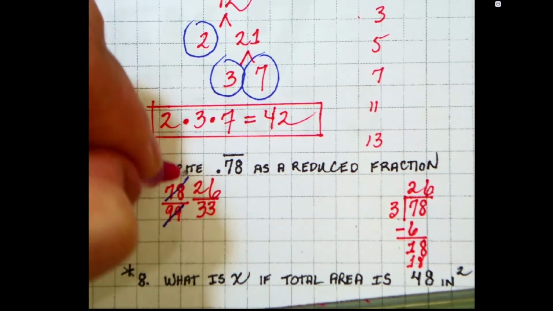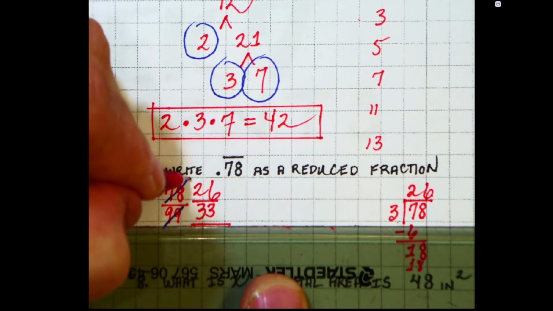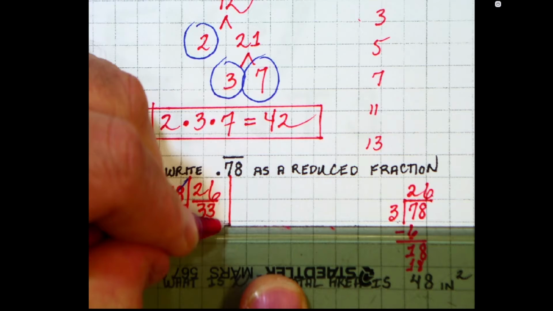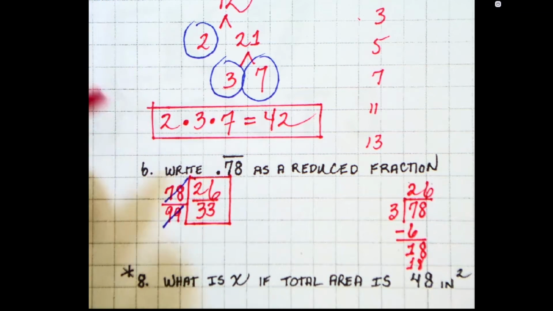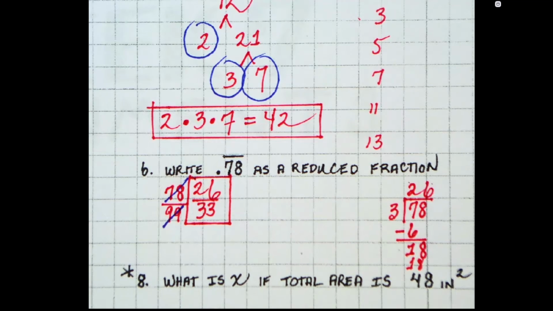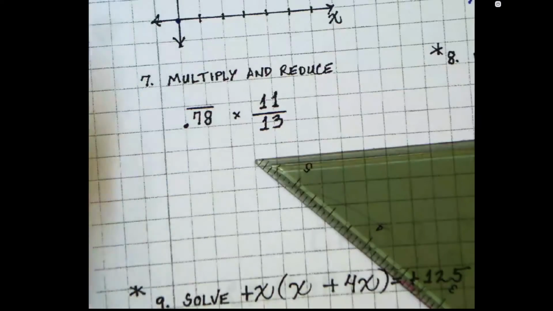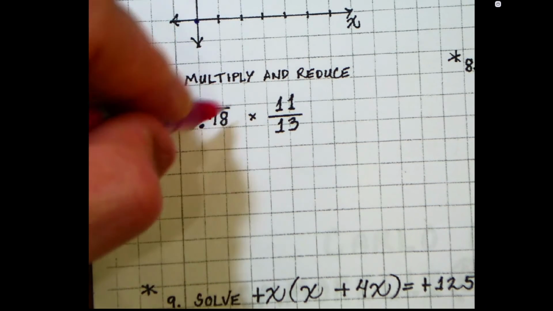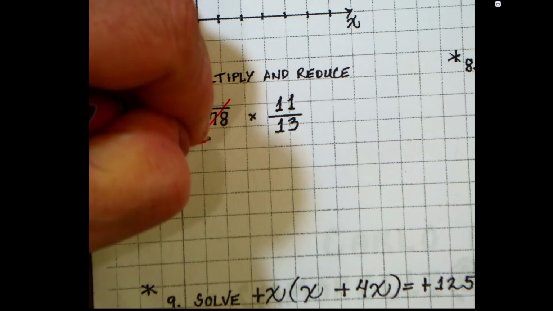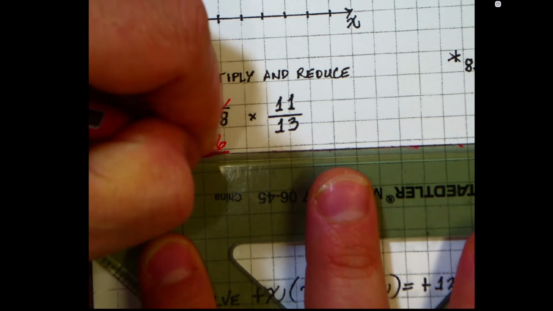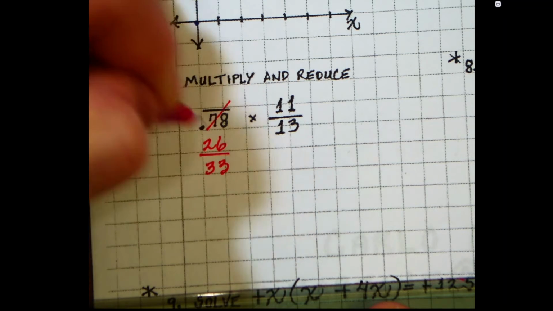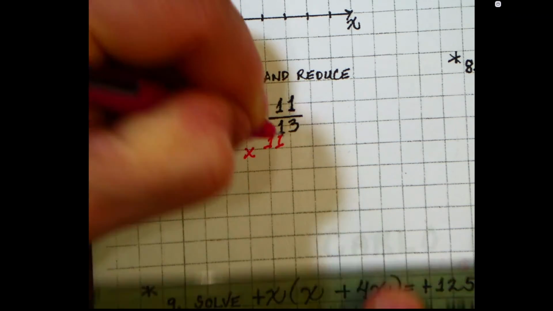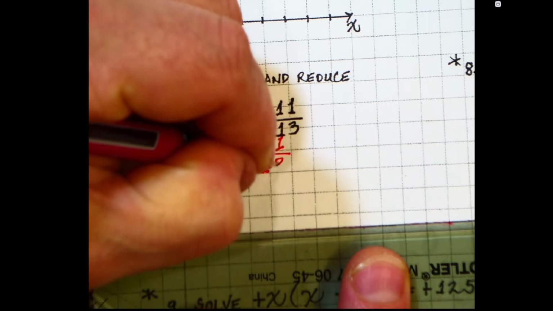So the reduced fraction, we put in what Michaela's older brother Jay called the red box of correctness. 26 over 33. Now you need this fraction to do number 7. Because look at number 7. There it is again, 0.78 repeating. So right away, we're just going to cross that out and we're going to replace it with 26 over 33. And now we're going to have to prime factor. So we're going to write 26 over 33 times 11 over 13. Just like that.